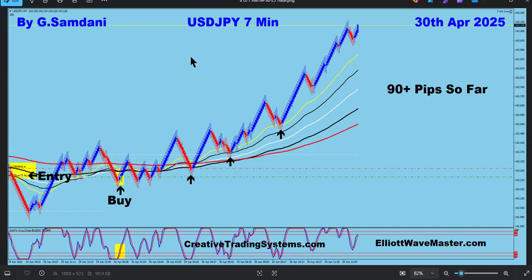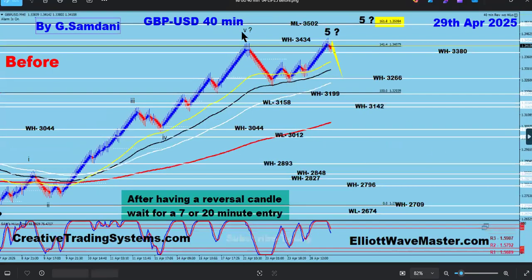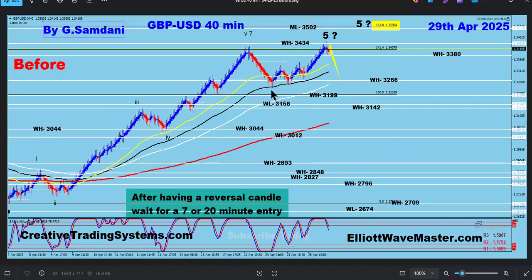So 90 pip right here on USD yen. And this one goes dropping badly, and 320 pips on sell orders right there. And this one, remember the first trade was pound USD. It was expecting it was going to go up. First target was 34.34. Second will be this if it continues to the upside.